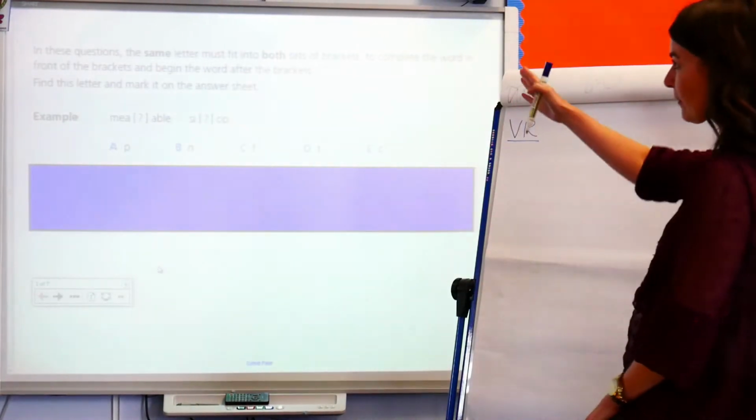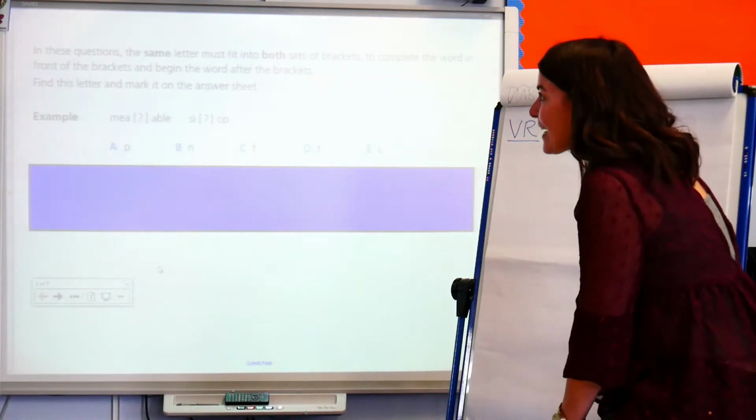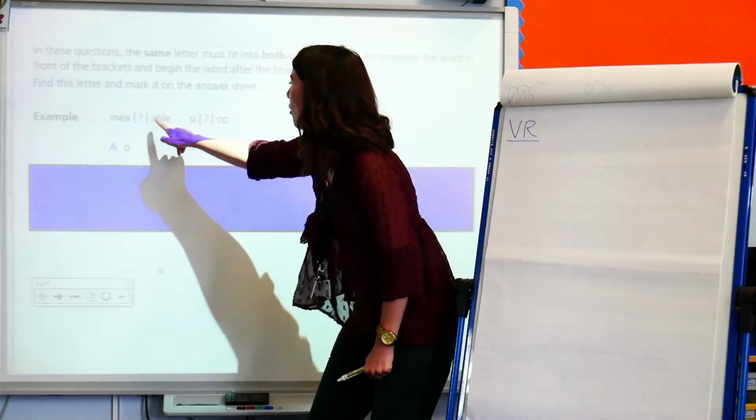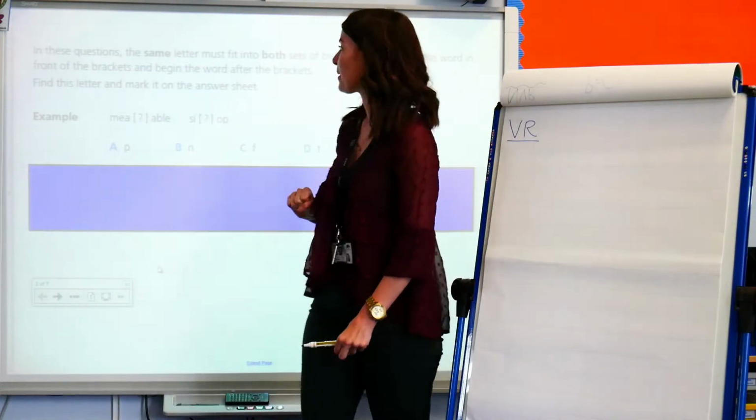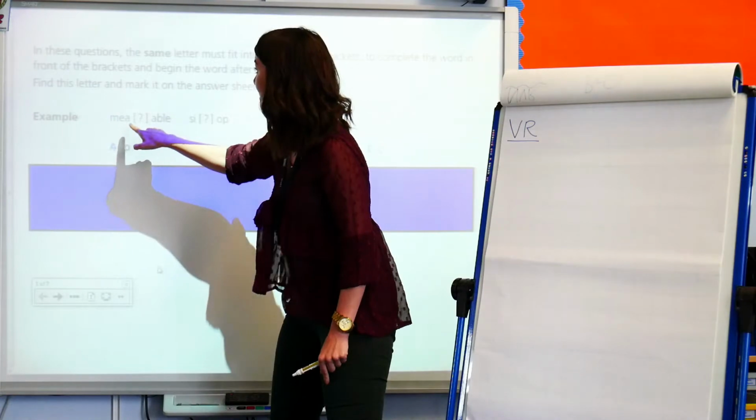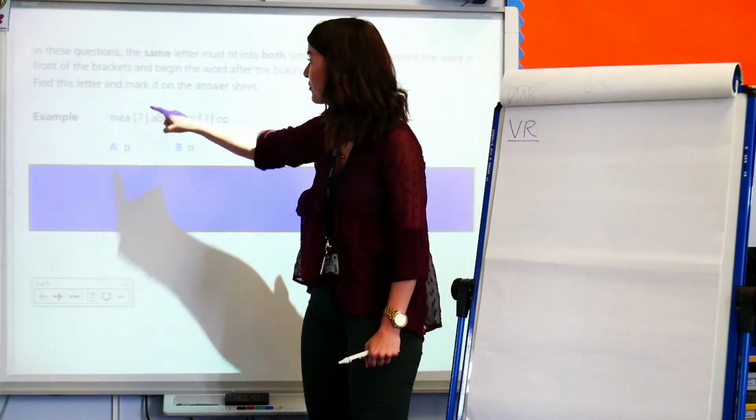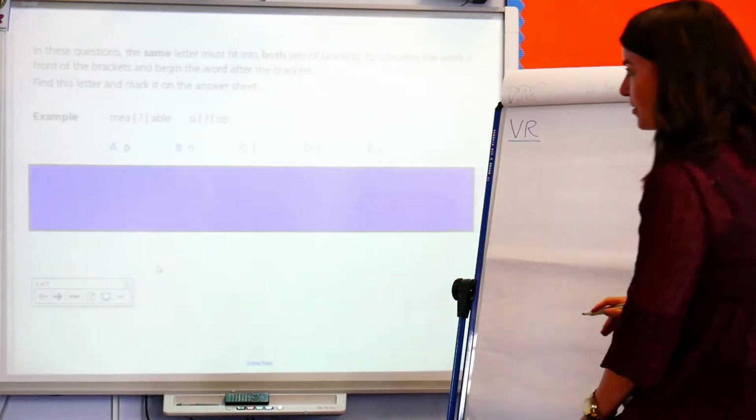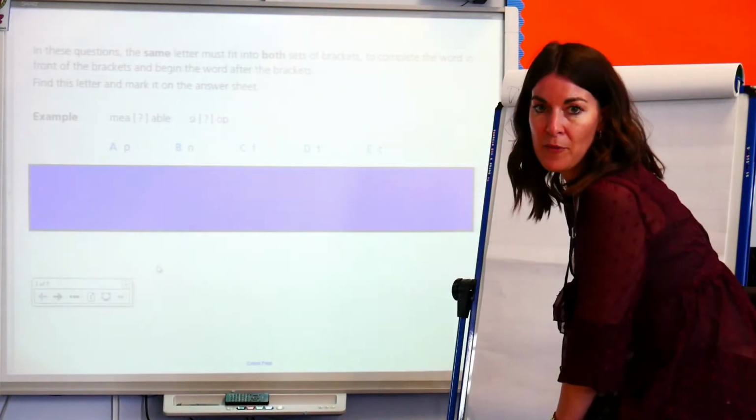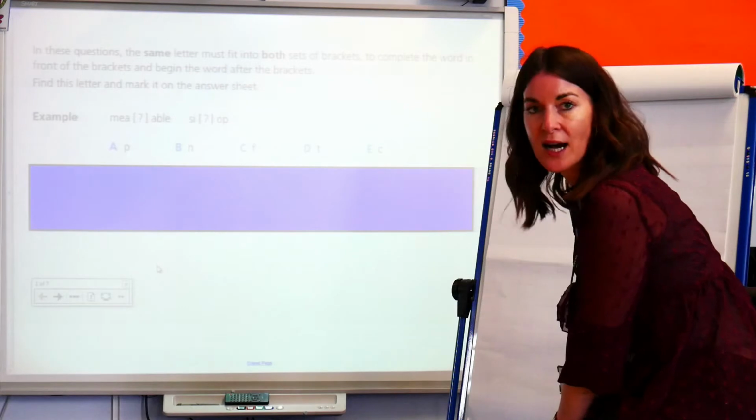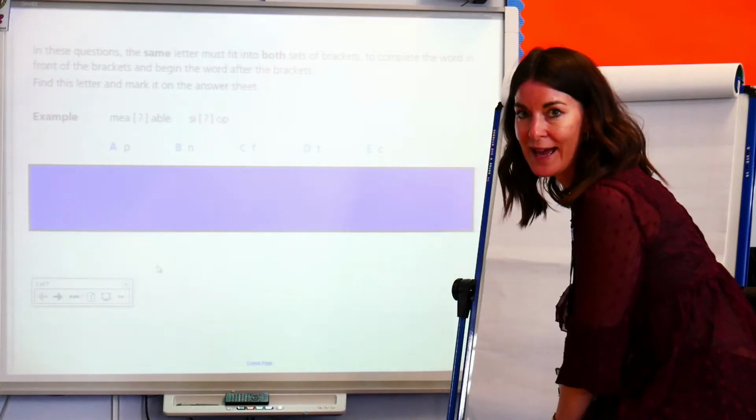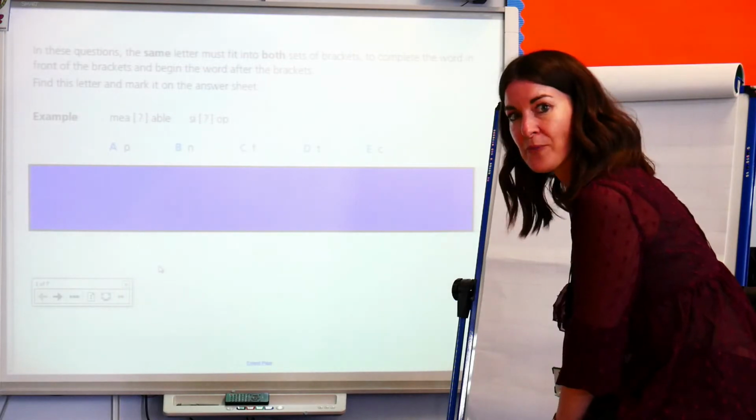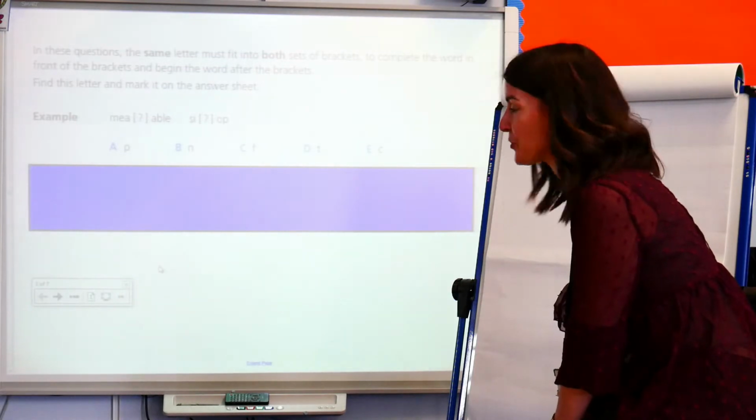It says, in these questions, the same letter must fit into both sets of brackets, to complete the word in front of the brackets and begin the word after the brackets. Find this letter and mark it on your answer sheet. Now you might remember this one from last time. I strongly suggest for these questions you get a piece of paper and a pencil so that you can work it out with me, because at times I'm going to be pausing as well so you can have a go.